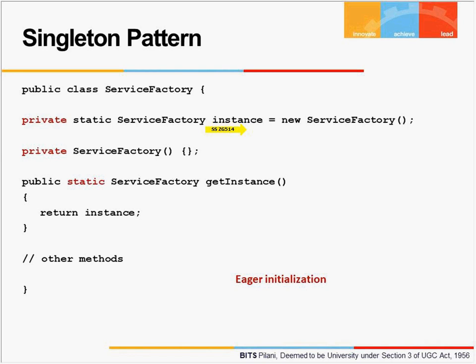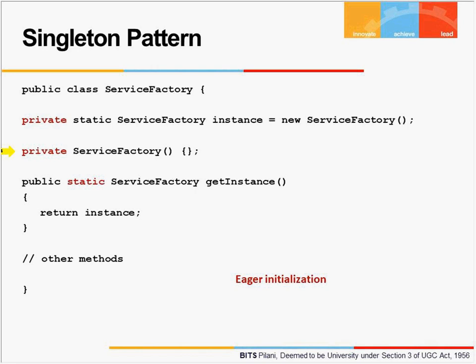The first thing is to make the constructor of the class private so that no other class can instantiate this particular class. It is the same class which is responsible for creating its own instance and maintaining a handle to that instance. So whenever any other class needs an instance of this class, the static method getInstance returns that instance, right? So the class itself is responsible for maintaining the singleton aspect of it. So the first thing we did was to make the constructor private.